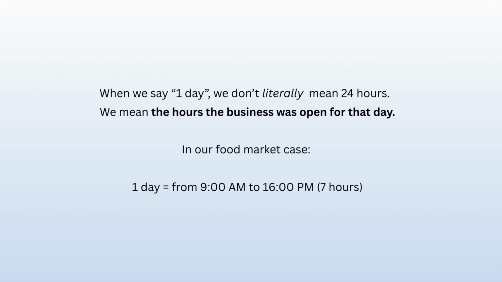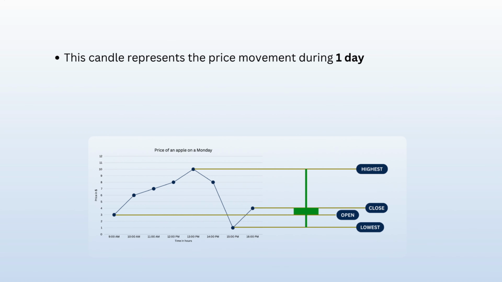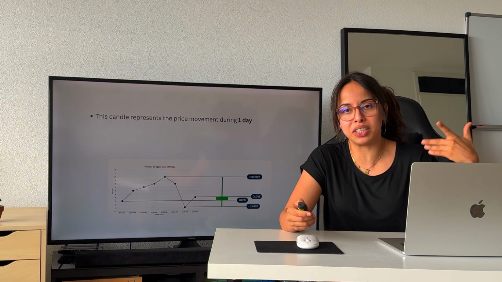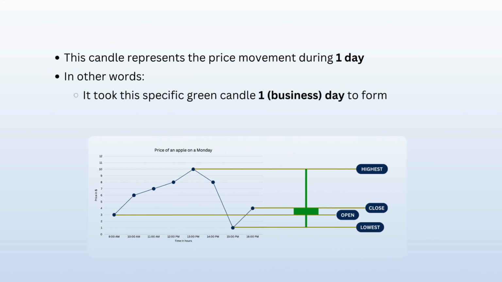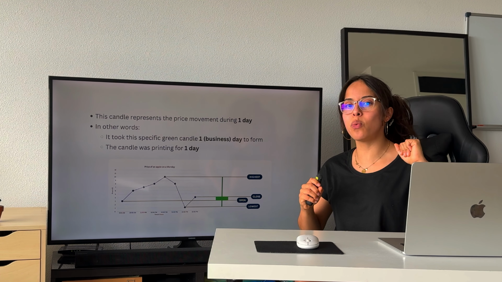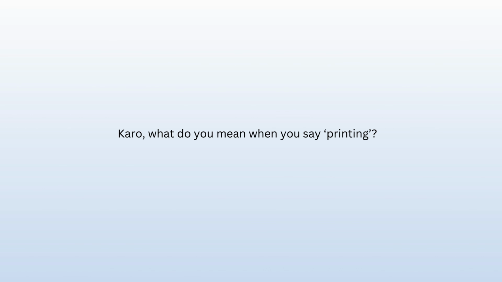Relating it back to our food market example, one day would equal 7 hours from 9 in the morning until 4 in the afternoon. So this candle right here represents the price movement during one day, actually the one business day. In other words, it took this specific green candle right here 1 day to form, or this candle was printing for 1 day. And that is a new word. Printing. Some of you might be wondering, Caro, what do you mean when you say printing?